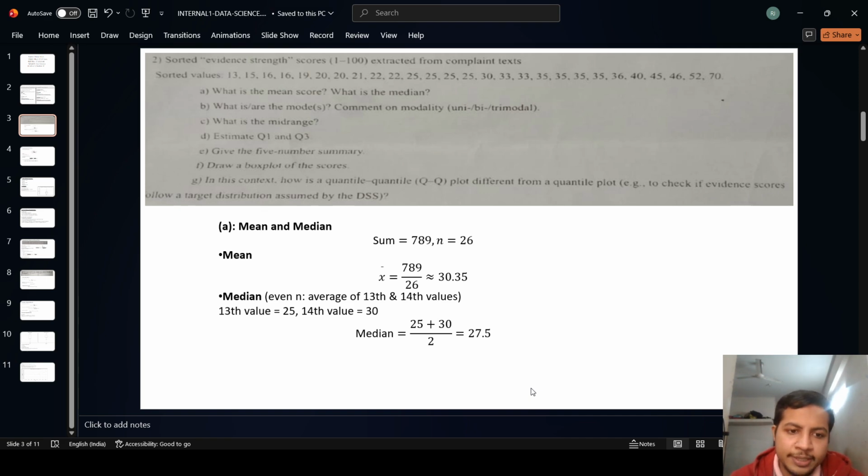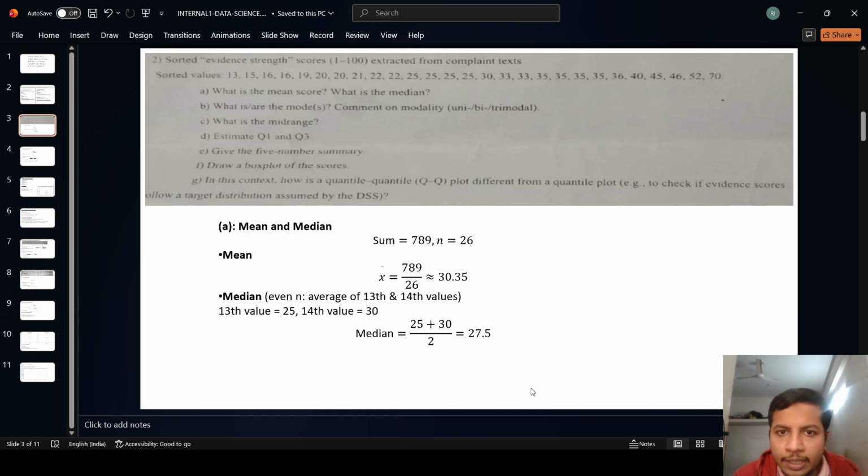Now median. Since the number of entries is even, we calculate the average of the 13th and 14th values. For that we have to first arrange it in ascending order. So the 13th value is 25, the 14th value is 30, so median will be 25 plus 30 divided by 2, which is 27.5. Now moving to B part.